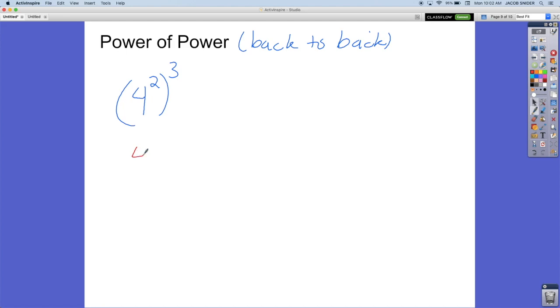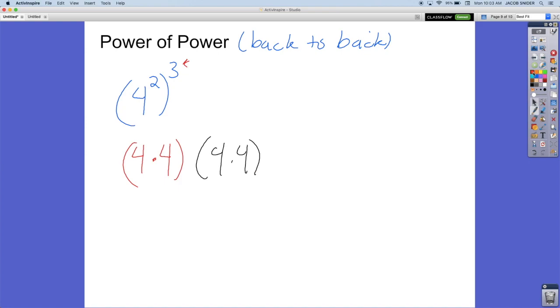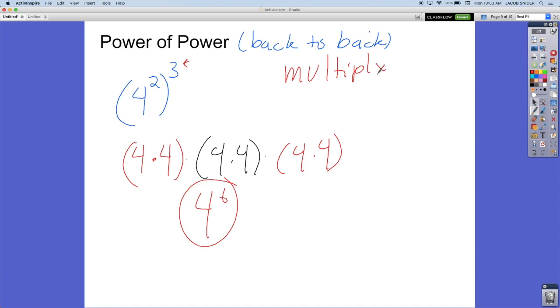So 4 squared really means 4 times 4, right? And then how many times do I do that? Well, it tells me I need to do it 3 times. So there's 1. Okay? There's 1. Here's 2. And here's 3. Okay, now how many do I have? Because, right, we're going to add them together because now we're multiplying. Okay? So 1, 2, 3, 4, 5, 6. So if they're back to back, we multiply our exponents. Okay? Does that kind of make sense?